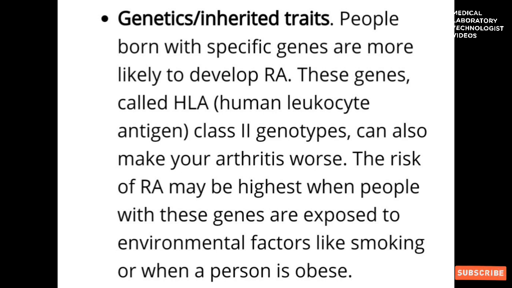The risk of rheumatoid arthritis may be worse when people with these genes are exposed to environmental factors like smoking, or if a person is obese. So if a person is born with these human leukocyte antigen genes and develops arthritis, it will be the worst form of arthritis. When they are exposed to environmental factors like smoking or obesity, not only will the risk of developing arthritis be more, but a serious form of rheumatoid arthritis will develop.